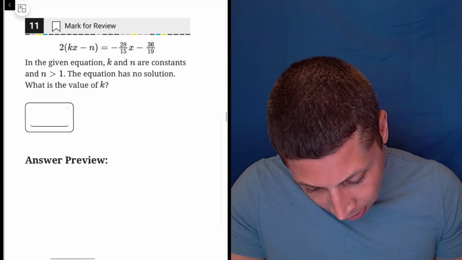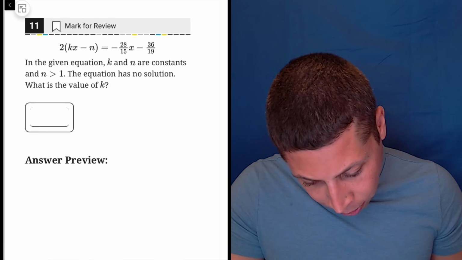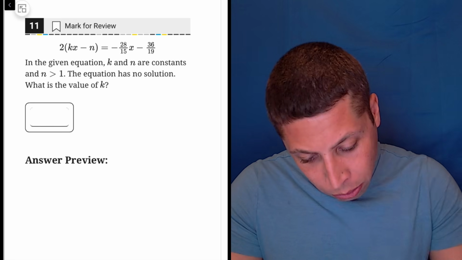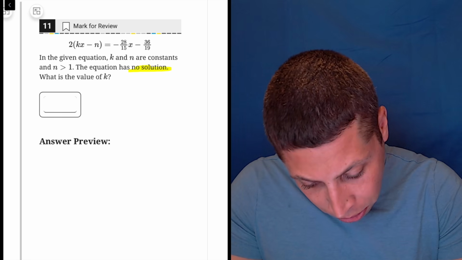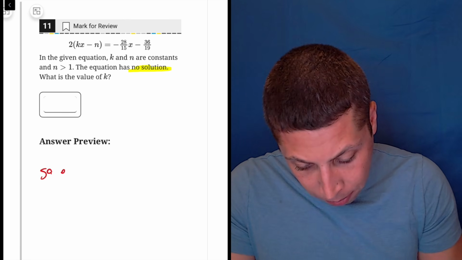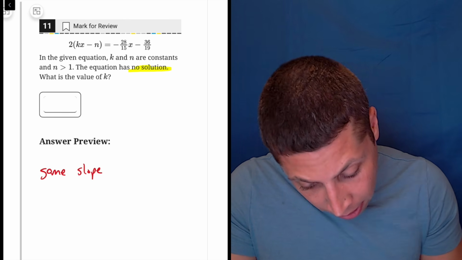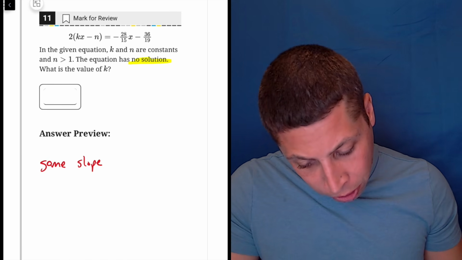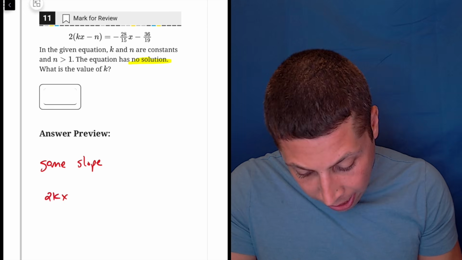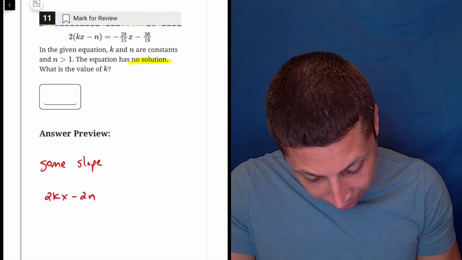Okay. k and n are constants, and n is greater than 1. The equation has no solutions. So this matters. No solutions. Okay, so that means the slopes are the same, because these are lines. Let's treat them as 2 separate lines. So 2kx, distributing, minus 2n.